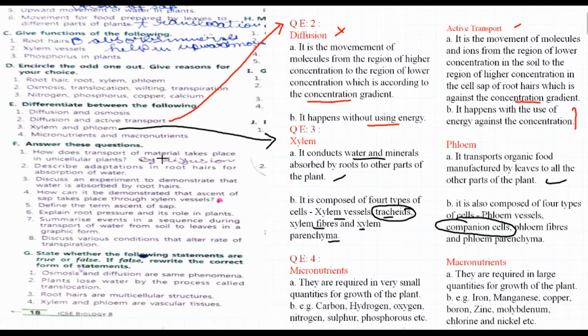Question 4 of part E is difference between micronutrients and macronutrients. Micronutrients are required in very small quantities, as their name denotes, micro, and macronutrients are required in larger quantities for growth of plants. So here examples are carbon, hydrogen, oxygen, nitrogen, sulfur, phosphorus, etc. Micro examples are iron, manganese, copper, boron, zinc, molybdenum, chlorine and nickel, etc. Right, students? Now we will move on to the next page.